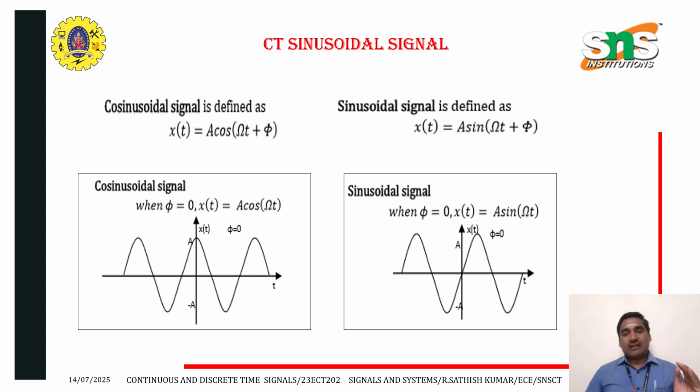Next one, continuous time sinusoidal signal. Cosinusoidal signal can be represented as x(t) = A cos(Ωt + φ), and the sinusoidal signal can be represented as x(t) = A sin(Ωt + φ).